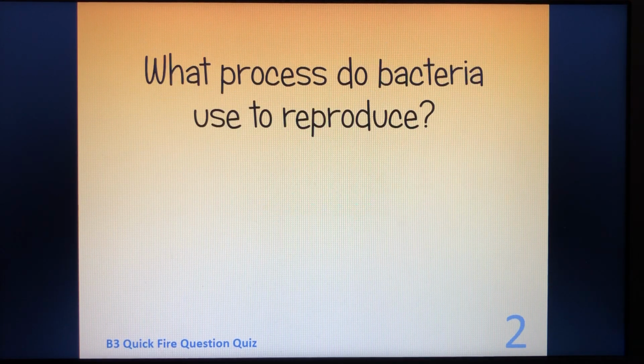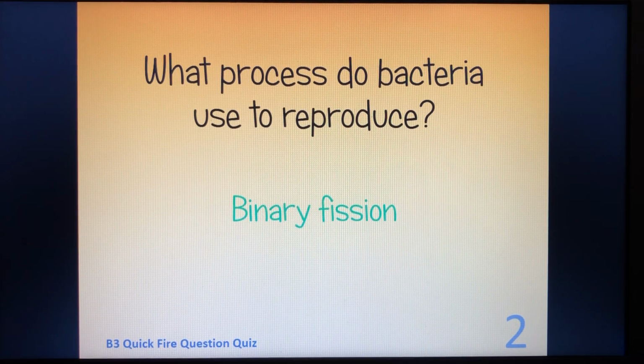Question 2. What process do bacteria use to reproduce? We came across this in B1. We have had this question in the B1 quickfire question quiz, and we're now looking at it again. So what process do bacteria use to reproduce? The answer is binary fission. It's not mitosis, okay? It's not the cell cycle. It is in fact binary fission.